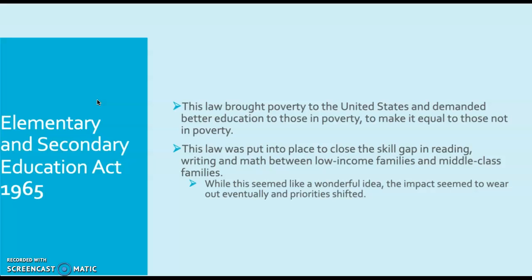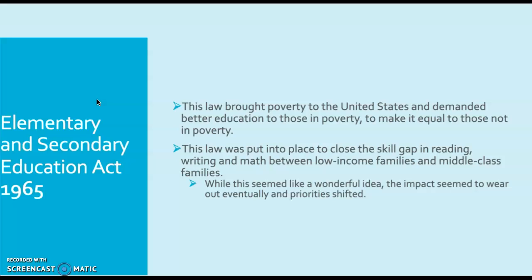And then the next one that we're going to talk about today is the Elementary and Secondary Education Act of 1965. This law is mostly about children who are living in poverty. So this law brought poverty to the United States and demanded better education for those in poverty. It brought awareness of poverty to the United States, and it made things equal for those who are not in poverty and those who are. So it makes it where schools are not based on where you live or whatever. It's more based on, okay, everybody needs a great education.